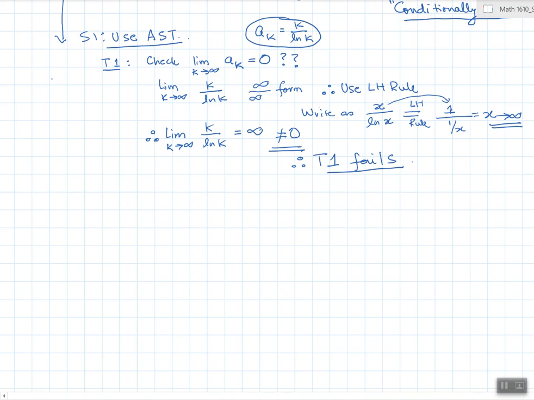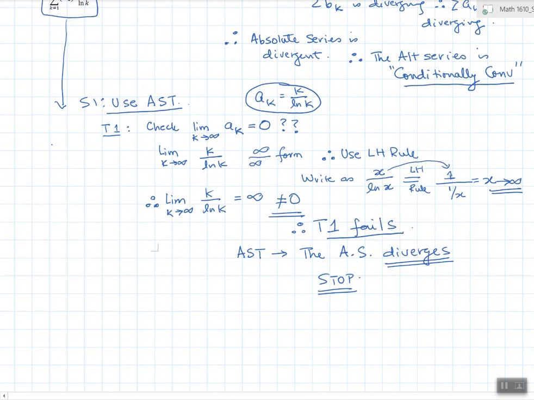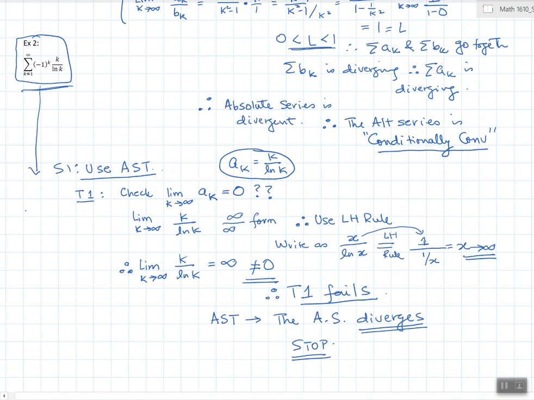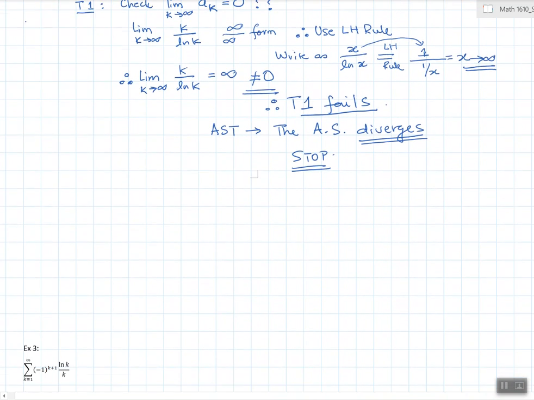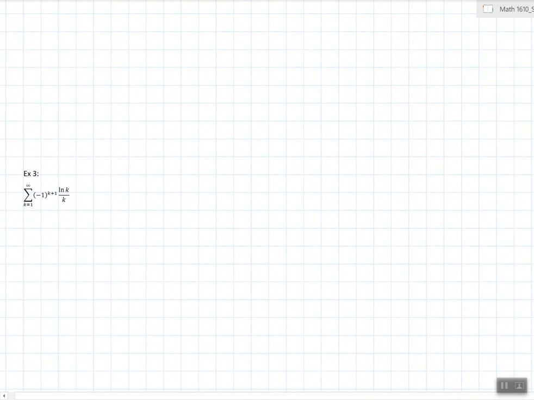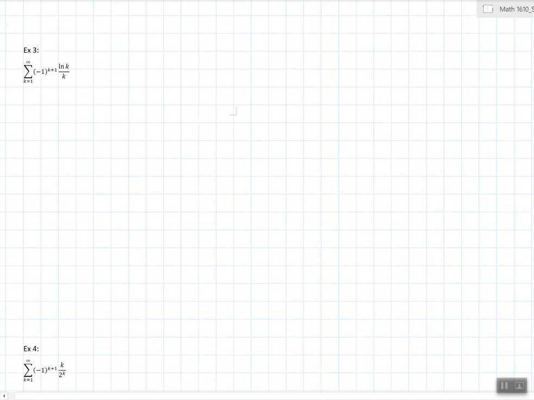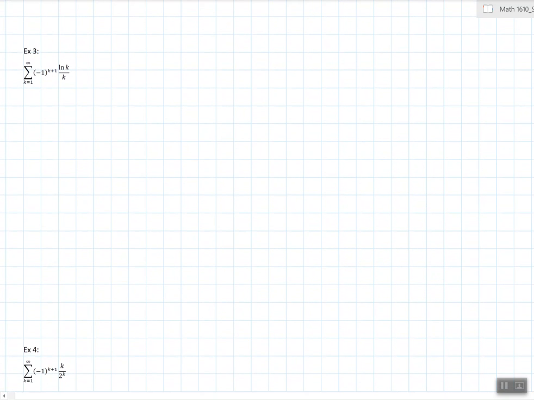If test 1 fails, the alternating series test tells us that the alternating series that we started with is diverging. So we stop here, there's nothing more to test, and the conclusion is that the alternating series that we have here is divergent. Okay, let's go to the final example. Well, we have two more. So let's look at one more.